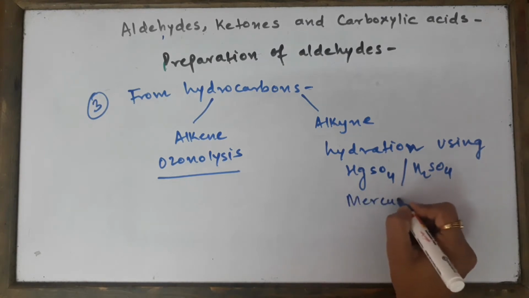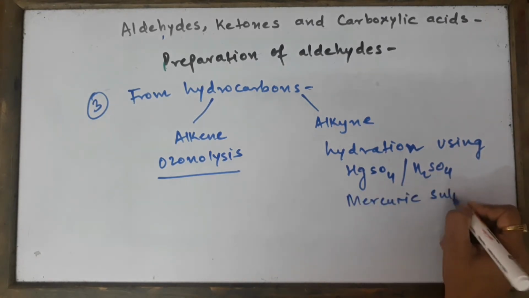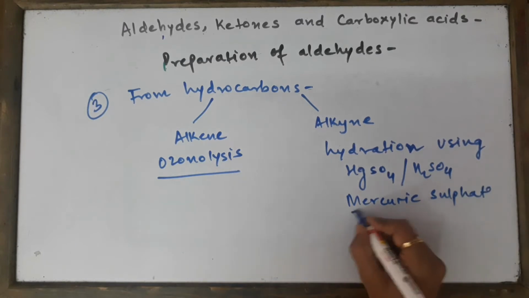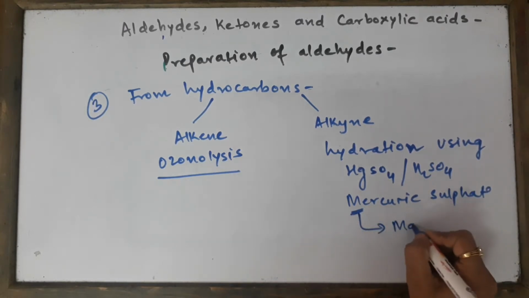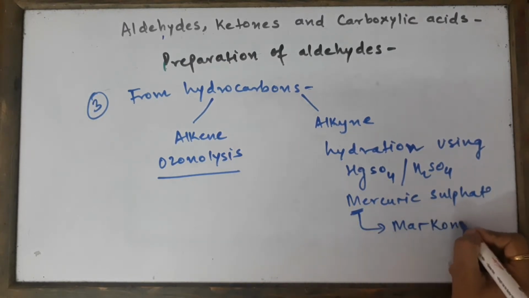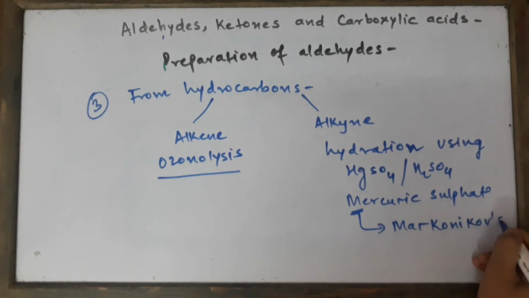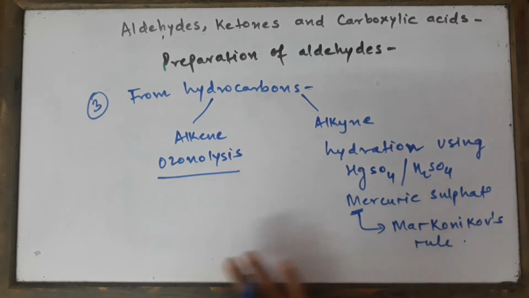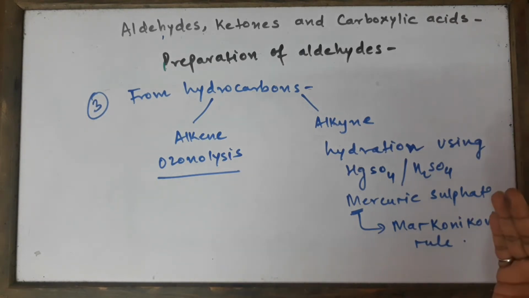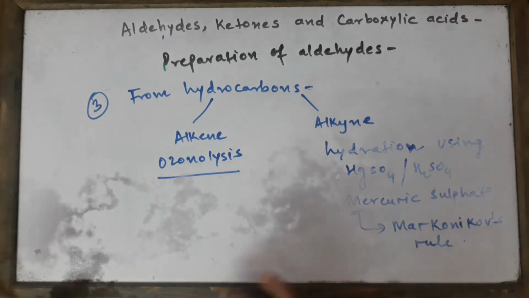Mercuric, look at the name, mercuric sulfate. So from M, you remember we are going to use Markovnikov's rule here. Whenever we use mercury as a catalyst, we are going to use Markovnikov's rule. This will remind you in exam: M for mercury, M for Markovnikov's. Let's see both the reactions now.